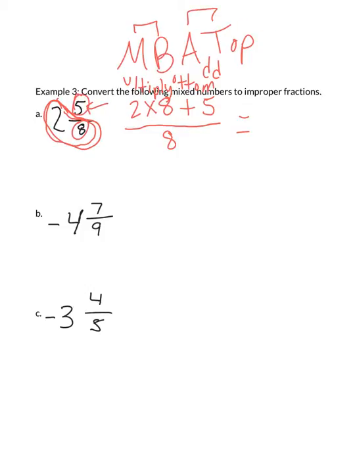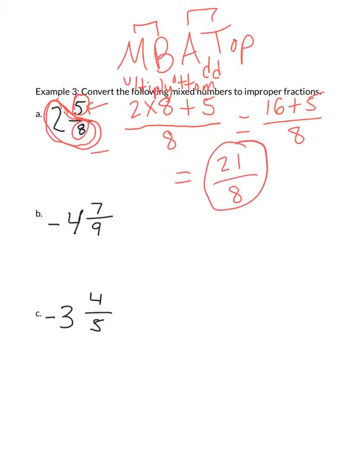I added the 5. So 2 times the 8, let's compute it out now, it gives me 16. Add to the 5, just keep bringing the same denominator over. Now do 16 plus the 5 for 21, and bring over the 8. So 2 and 5/8 is the same as 21/8 as an improper fraction. Final answer. Taking a look at B, oh, be so careful with B because it's a negative number.